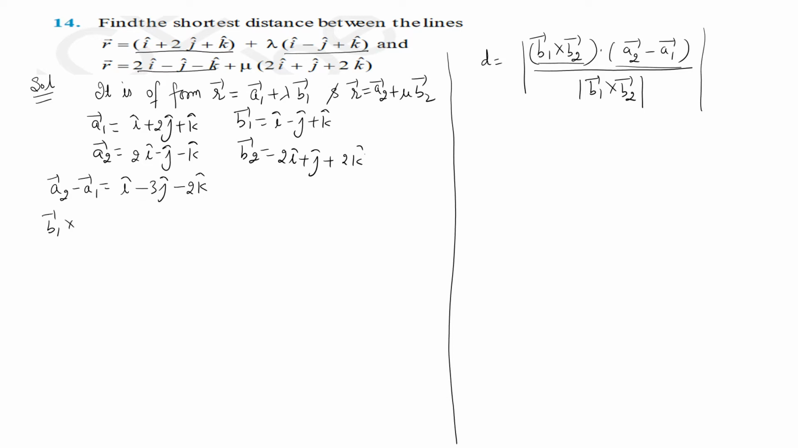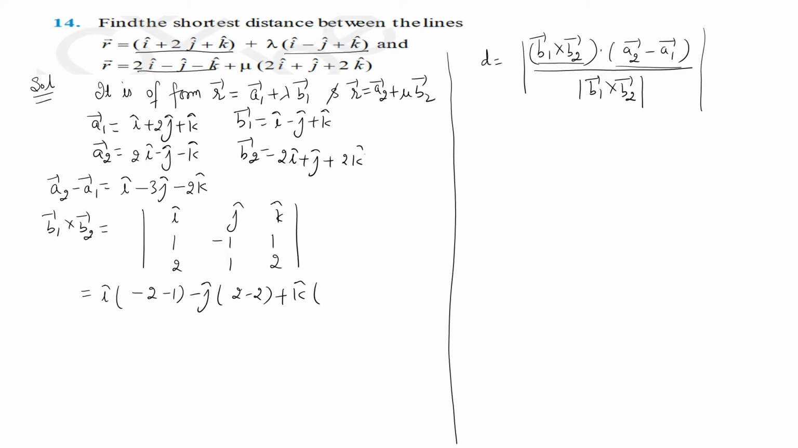What is b1 cross b2? For it we will compute the determinant i j k. This is your b1, which is 1, minus 1, 1, and b2 is 2, 1, 2. Okay, so this is i times minus 2 minus 1, minus j times 2 minus 2, and plus k times 1 plus 2. So this becomes minus 3i, this is 0j, plus 3k. So we get it as your minus 3i plus 3k.